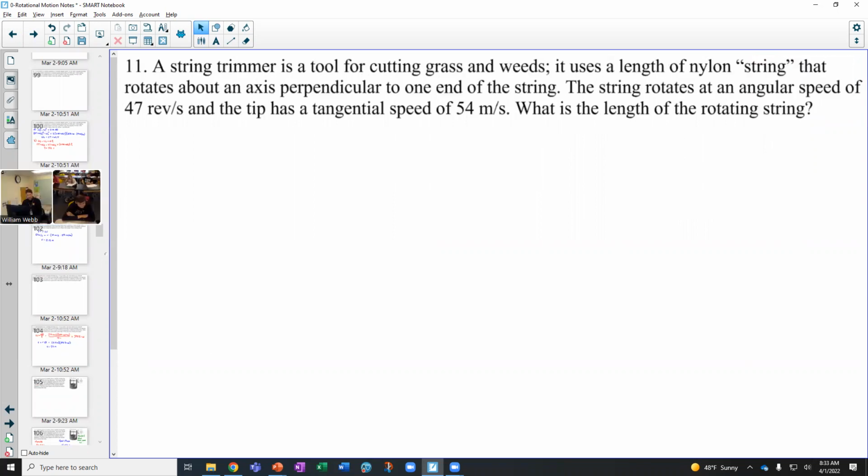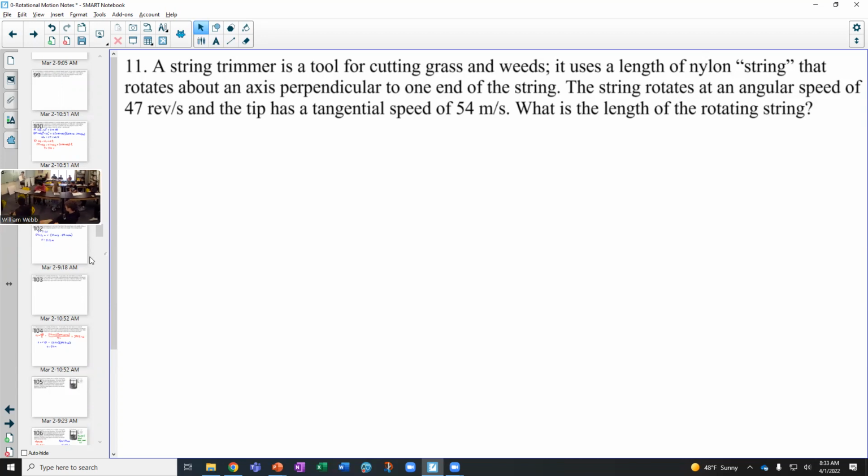All right, so which group has number 11, the string trimmer? Okay, are you the only one here today? Yeah. Okay. Who is your partner? Okay. He was kind of sick the other day, so I'm guessing he's just gonna be out today. Yeah. All right, well, go ahead and talk us through what you figured out, Matthew.